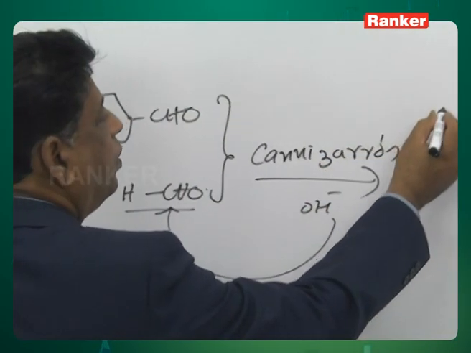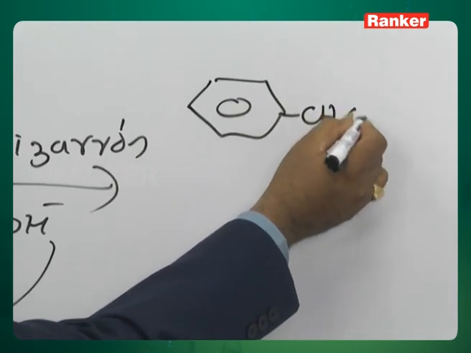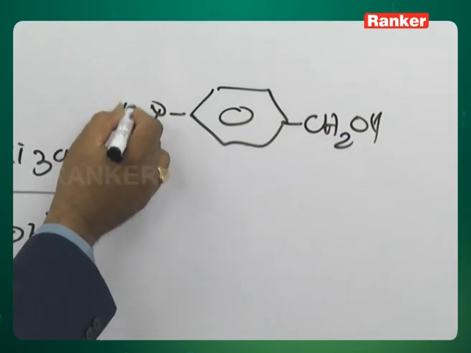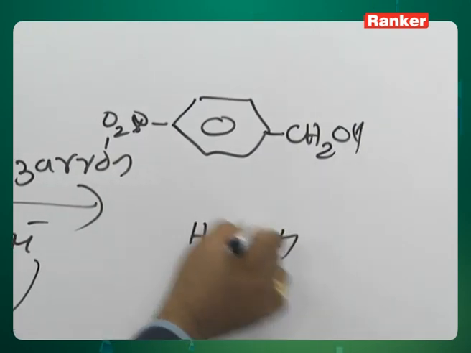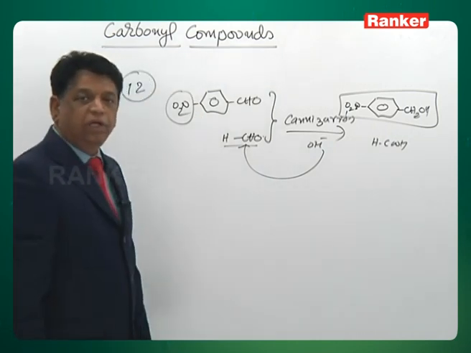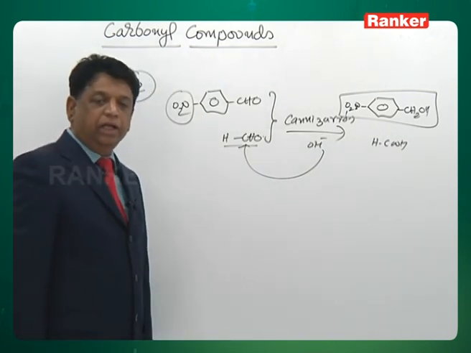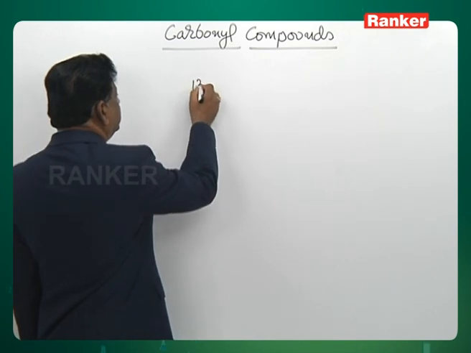So, the aromatic compound undergoes reduction to give the alcohol. However, the formaldehyde will become formic acid. So, we are able to protect the NO2 group without reducing it. The correct option is answer D, that is, a Cannizzaro reaction is involved in this option. So, formaldehyde with base is the right answer. Let us go for the next question, 13.